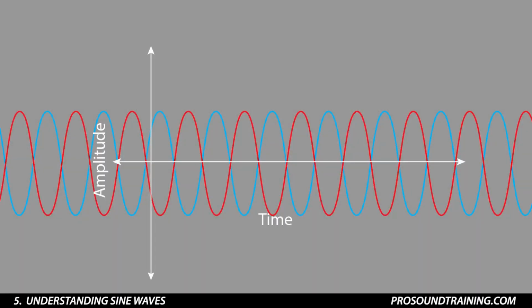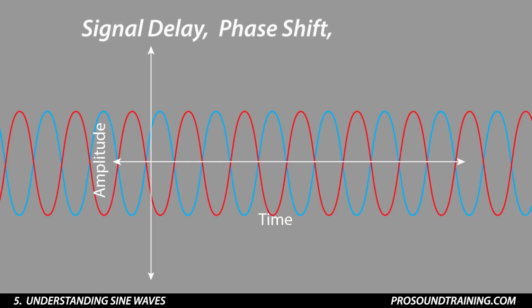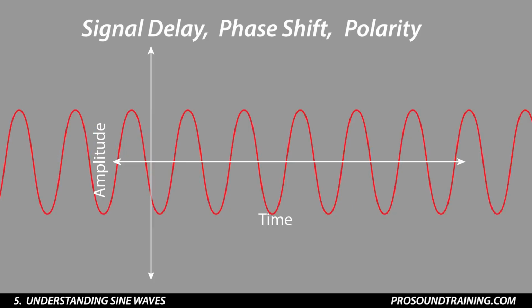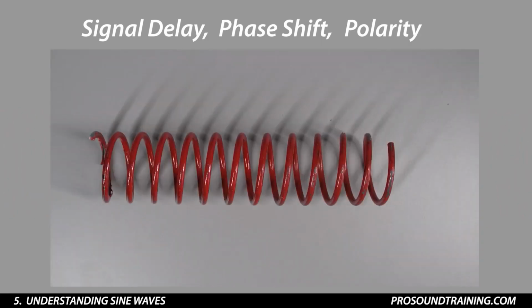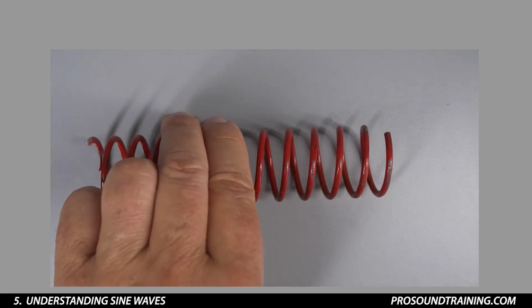I've established a case where we can't tell the difference between signal delay, phase shift, and polarity. But the difference is there, we just can't see it. One reason is that we're only considering part of the sine wave. We can only see two of the wave's 3 dimensions. This is easily envisioned by considering a helix or spring. The sine wave is only one perspective on the 3-dimensional signal.